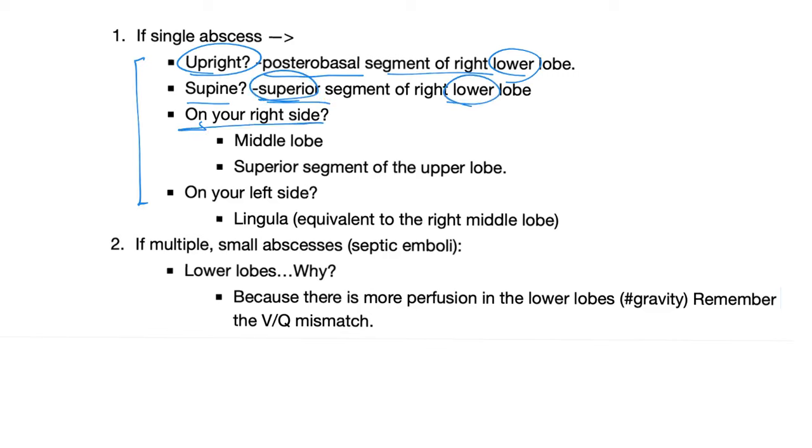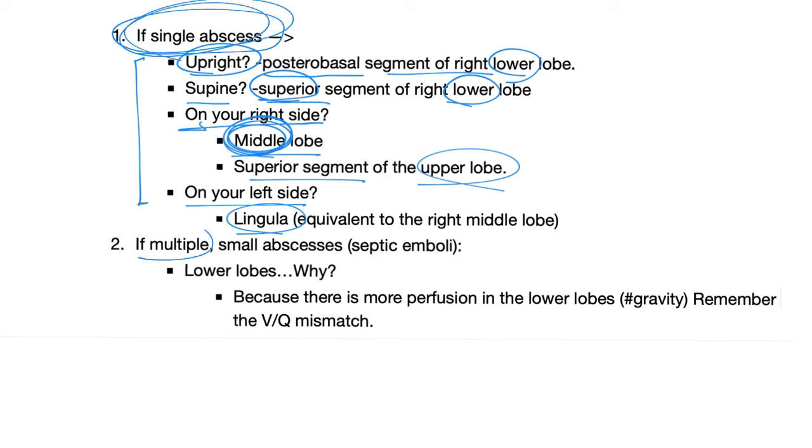If the patient was lying on his right side, it will go to the middle lobe or to the superior segment of the upper lobe. If the patient was lying on the left side, it will go to the lingula because it's equivalent to the middle lobe on the right lung. This is if the abscess is singular, but if it's multiple small abscesses in a septic emboli or pyemia, lower lobe, usually multiple and small. Why lower lobe? Because there is more perfusion in the lower lobe than the upper lobe. It's called gravity, and I've talked about this before in my video about the VQ mismatch.